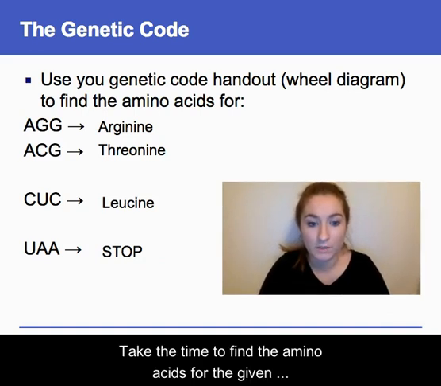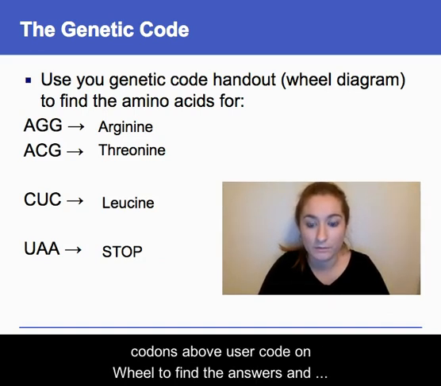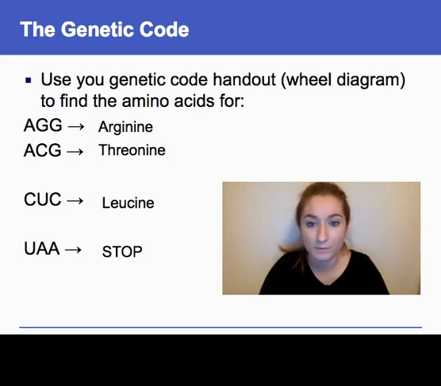Take the time to find the amino acids for the given codons above. Use your codon wheel to find the answers and refer to the previous slide for help.